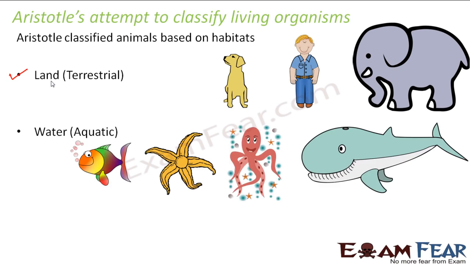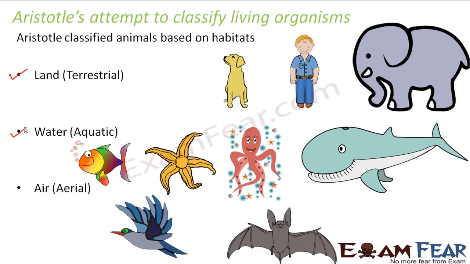Aquatic animals, or those who live in water, like fishes, sharks, whales, sea urchins, octopus, and there are so many other aquatic plants which are also there. So they all fall under the category of aquatic. And the third one was aerial, that is those animals which spend most of their time in the air. So that would obviously cover birds. So this was his attempt to classify living organisms.